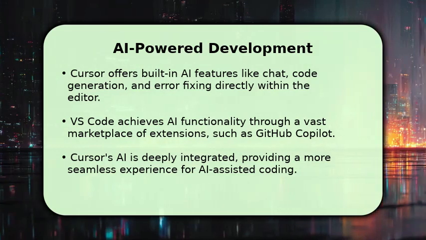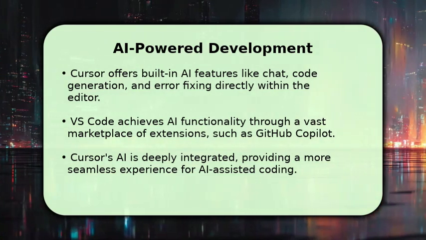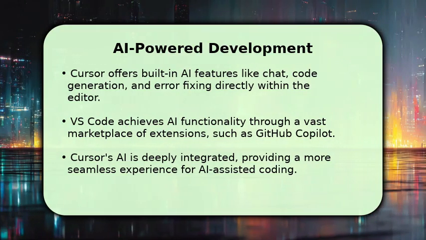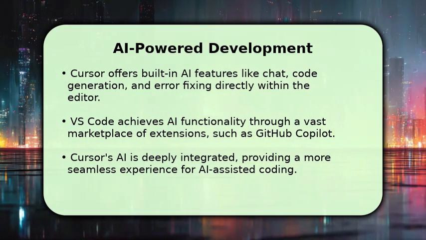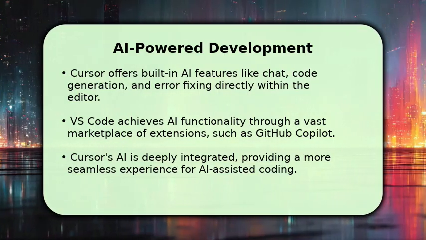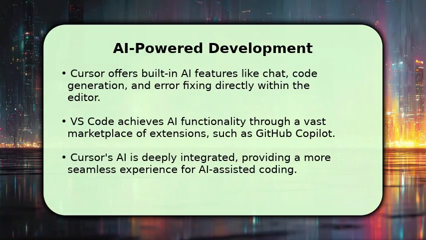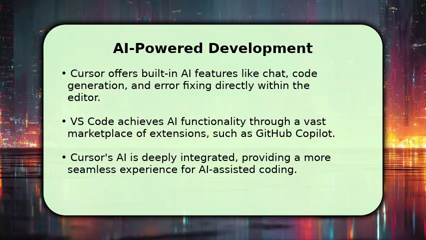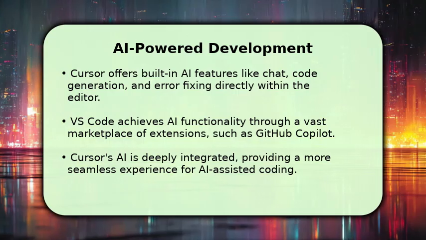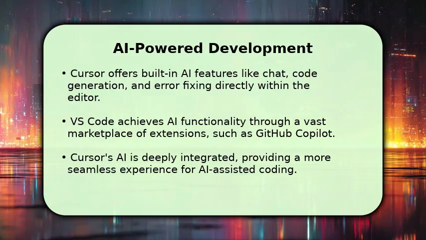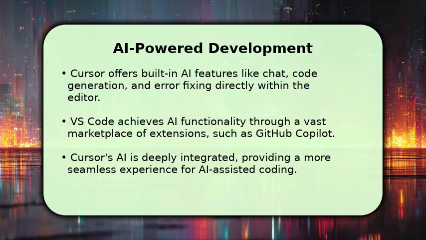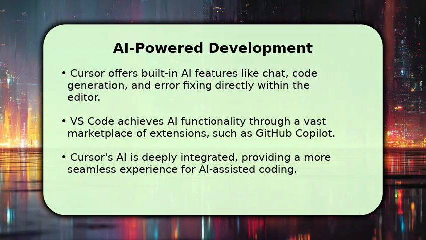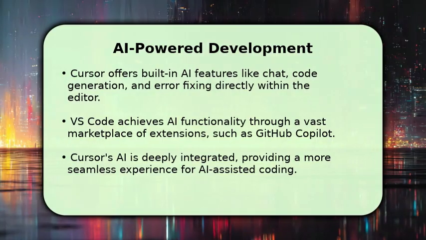Cursor distinguishes itself with deeply embedded artificial intelligence, offering features like intelligent chat, code generation, and error correction directly within the editor. This provides a highly streamlined experience for developers seeking immediate AI assistance. Visual Studio Code, conversely, leverages its expansive marketplace, where you can integrate powerful AI tools such as GitHub Copilot through extensions, giving you flexibility in choosing your preferred AI solution.